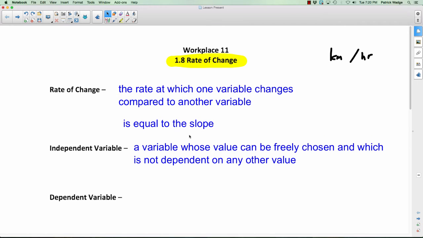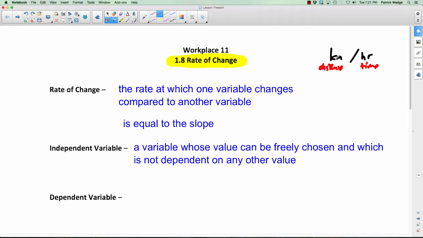So if we go back to our velocity example, we have time for hours, and we have distance for kilometers. Now, which one of those is not dependent on anything else? I know it's kind of confusing, but that would be the hours, right? How long you drive the car, that is up to you. You can drive it as long as you want.